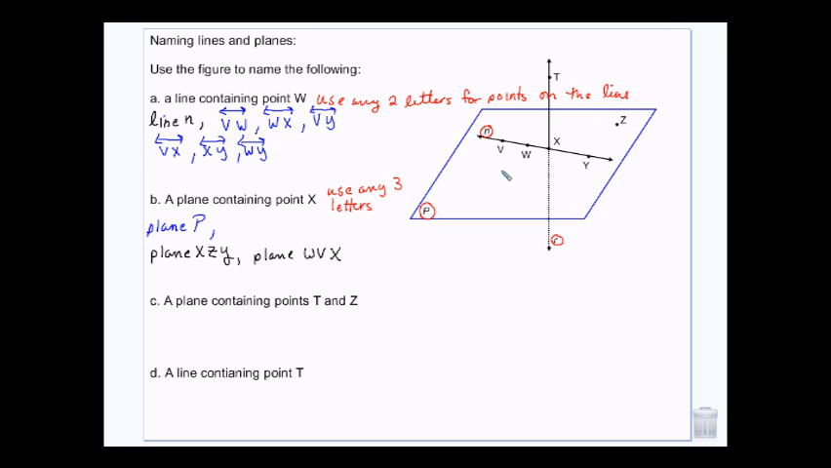For the plane, we have to use 3 of the letters. And if we look at the plane here, I can't use T because T is not on there. T is out here in space. But I can use Z, Y, X, V, and W because those are all in the plane.